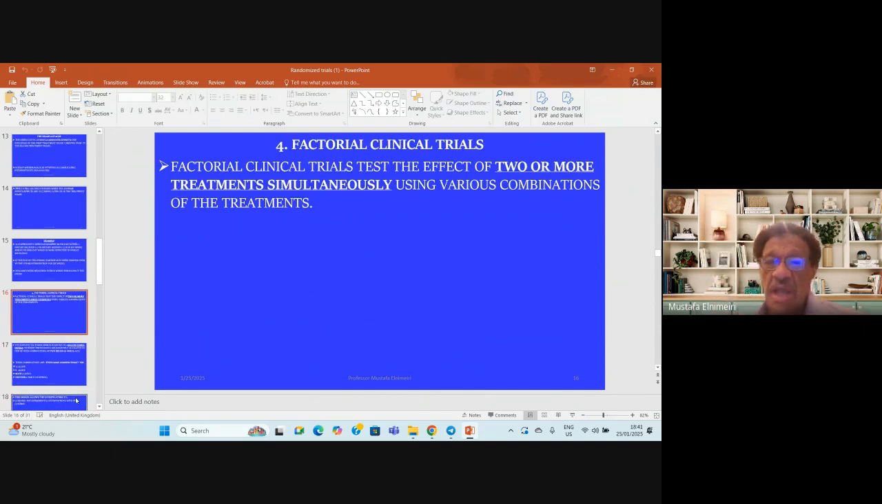And then the fourth type is the factorial clinical trials. And here we test the effect of two or more treatments simultaneously using various combinations of the treatments.